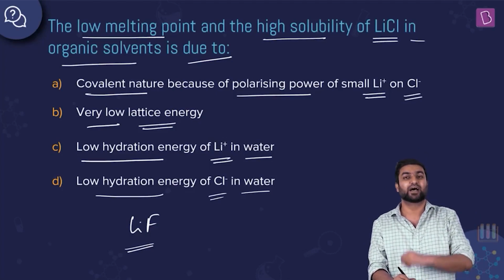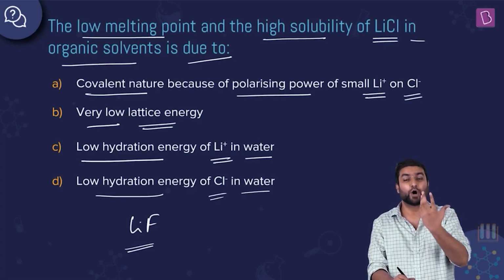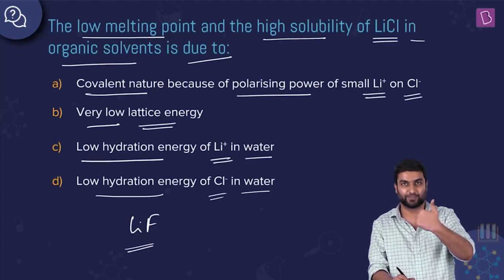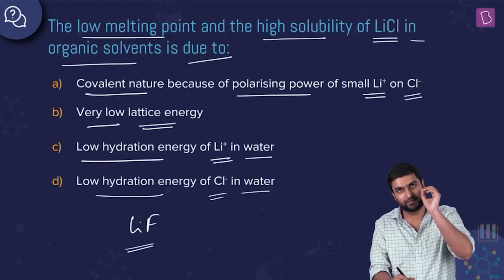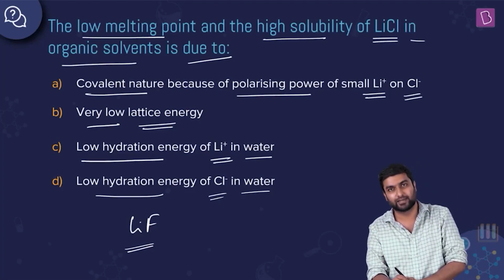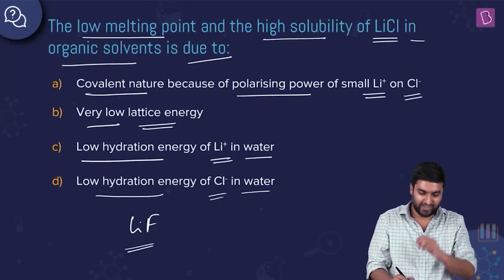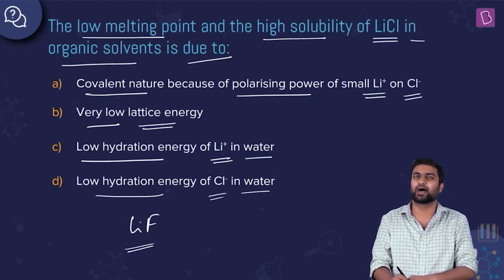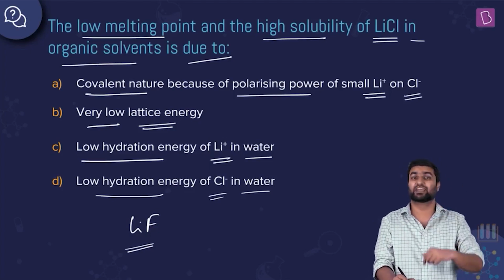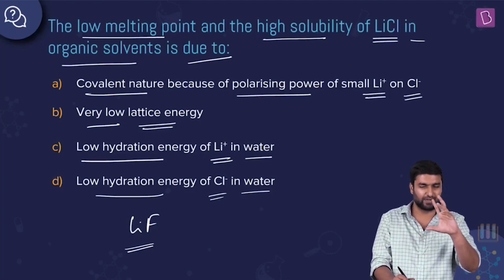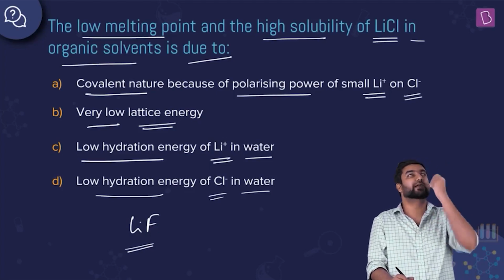Right? So the high solubility in organic solvents is because of an increase in covalent character. The low melting point is also an increase in covalent character, which means a decrease in ionic character. All right, cool. And with that, I think options B, C, D are not sufficient, and some of them are not even correct, to sufficiently explain the statement.